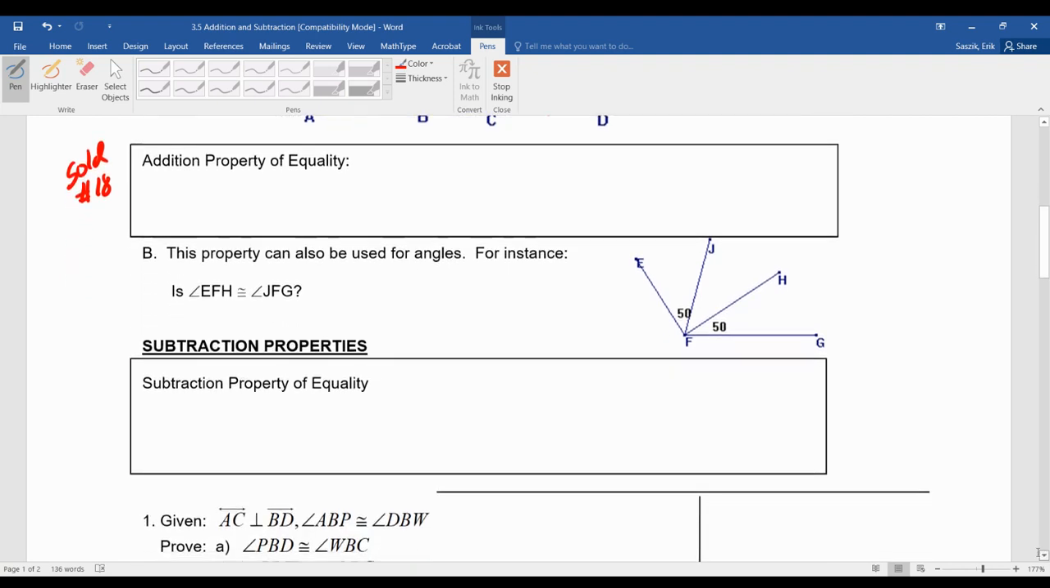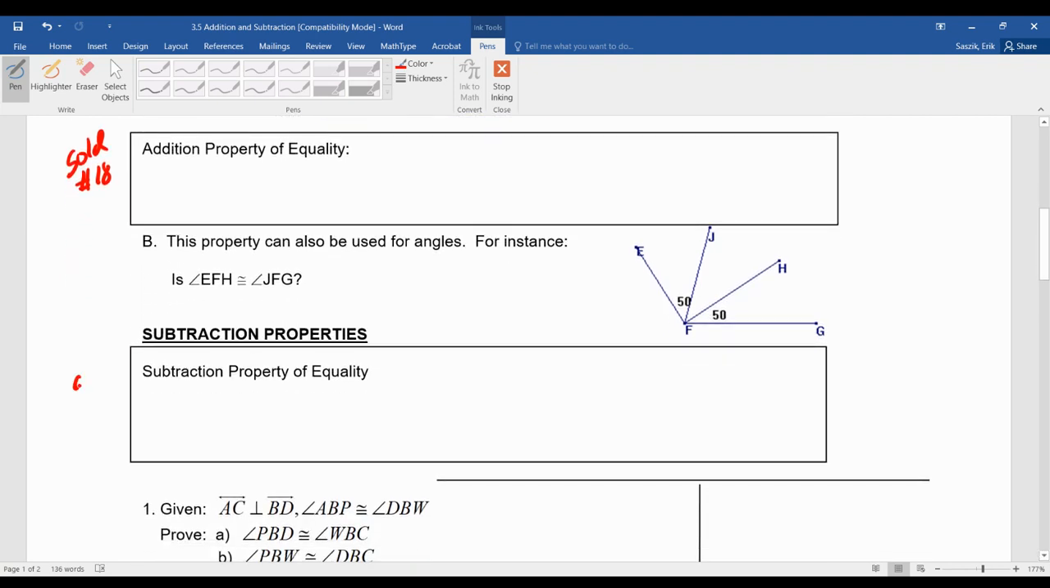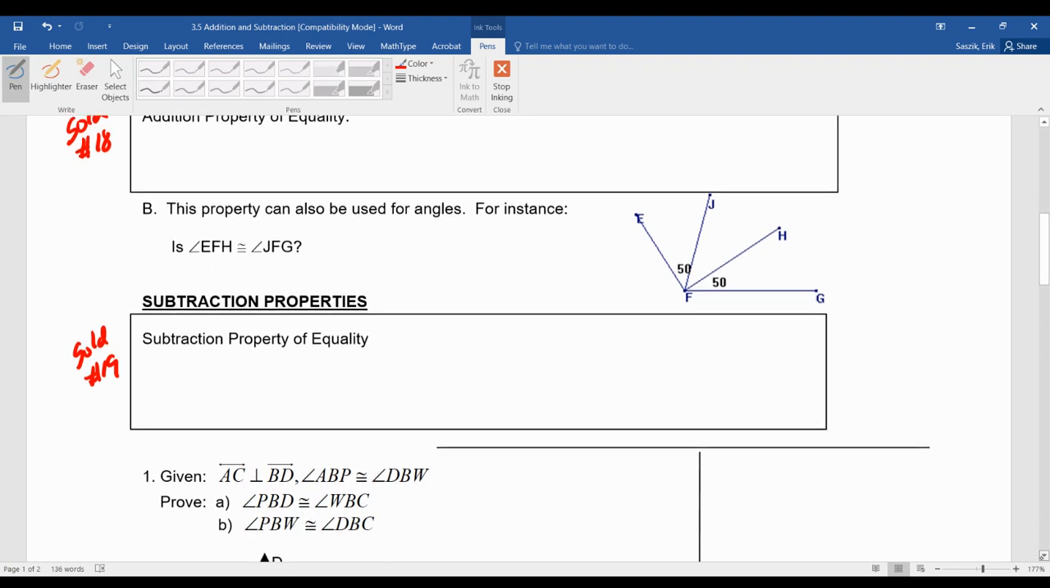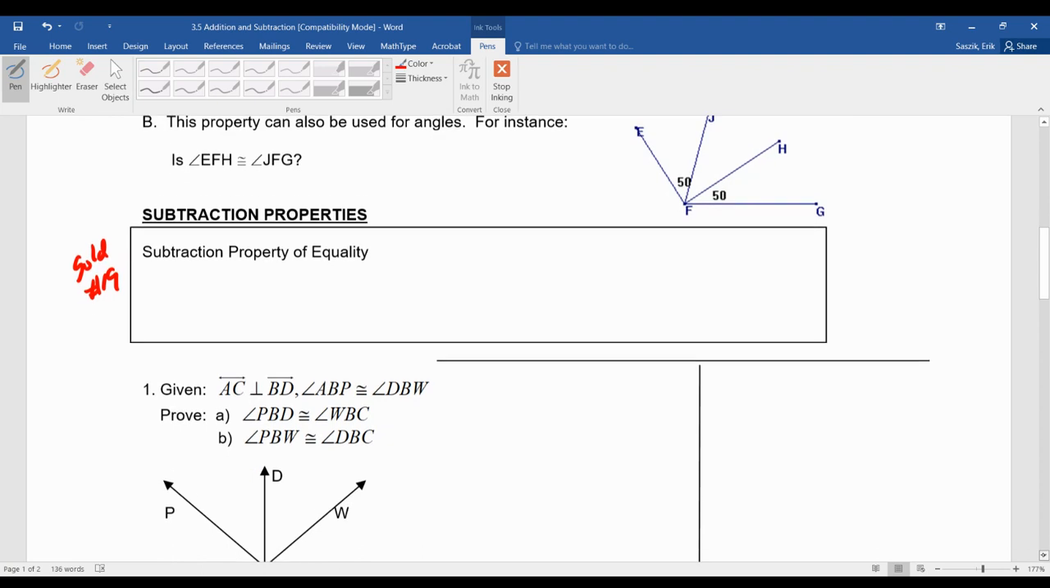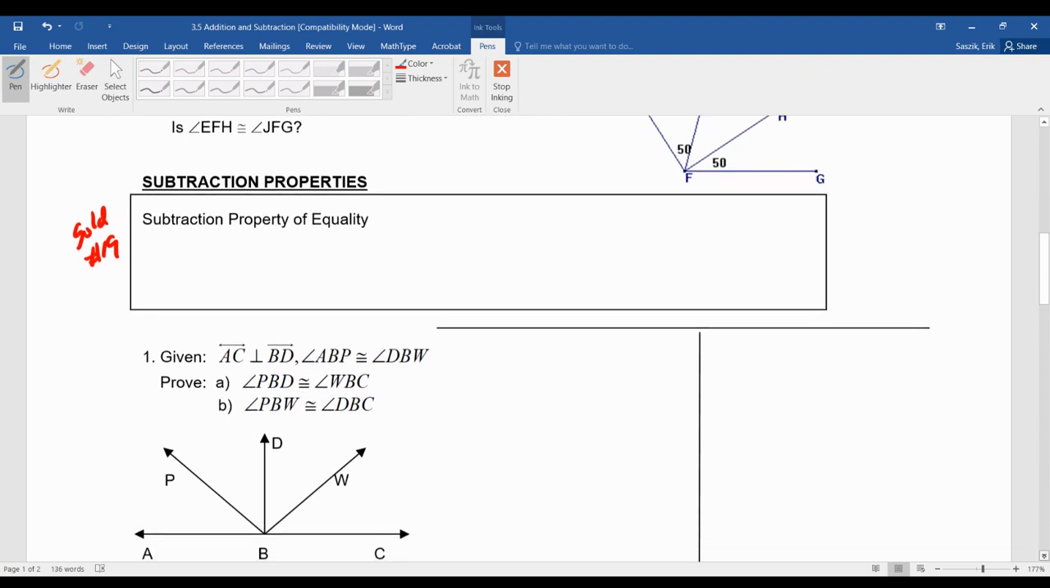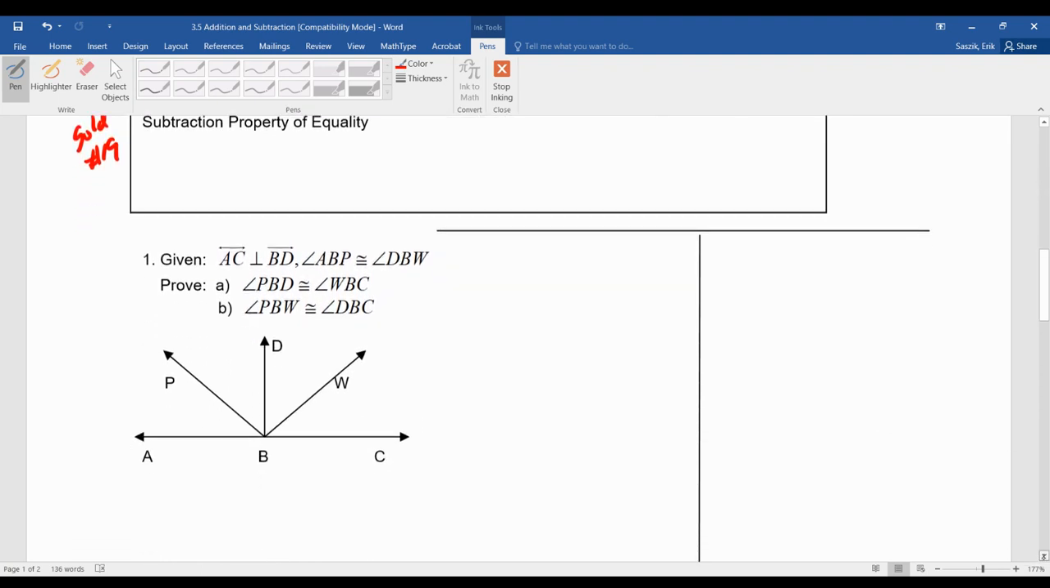And it works for subtraction as well. This is gold number 19. If the same segment is subtracted from congruent segments, the differences are congruent. You got to be careful with that concluding reason. So I'm not going to write this all out here. It's there on your gold sheets, so make sure that you spend some time with that.